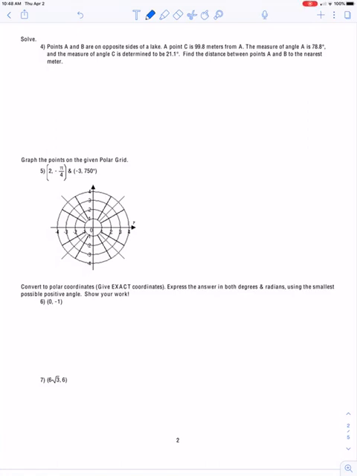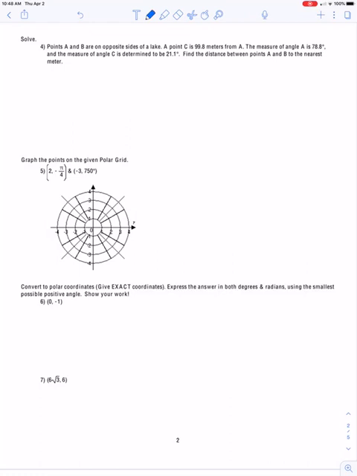All right, moving on. Looking at problem number 4 here, it says points A and B are on opposite sides of a lake. A point C is 99.8 meters away from A. The measure of angle A is 78.8 degrees, and the measure of angle C is determined to be 21.1 degrees. Find the distance between points A and B to the nearest meter.